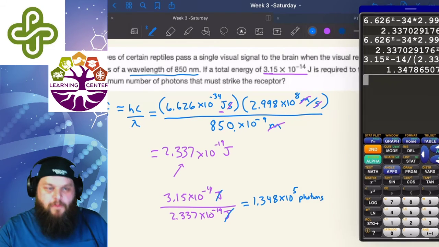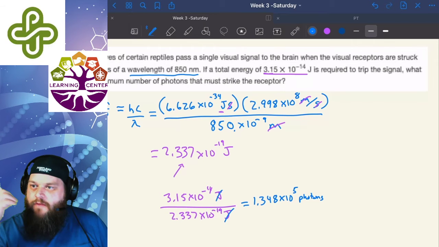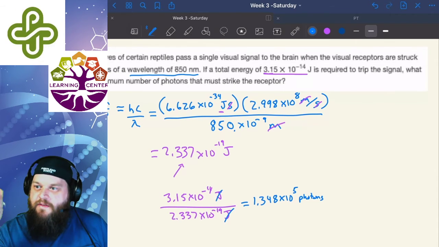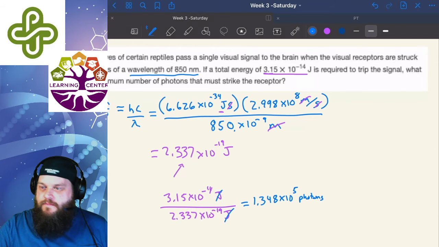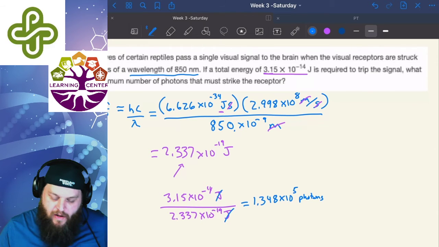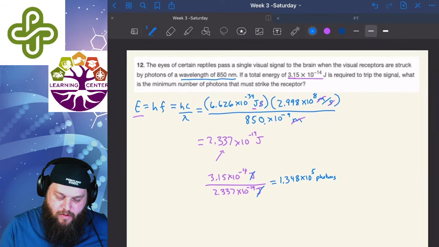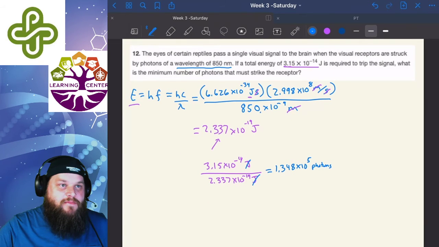So that's how many photons need to hit that reptile's eye for it to trigger this signal, which is quite a lot of photons, but in the world of photons, it's probably not that much.